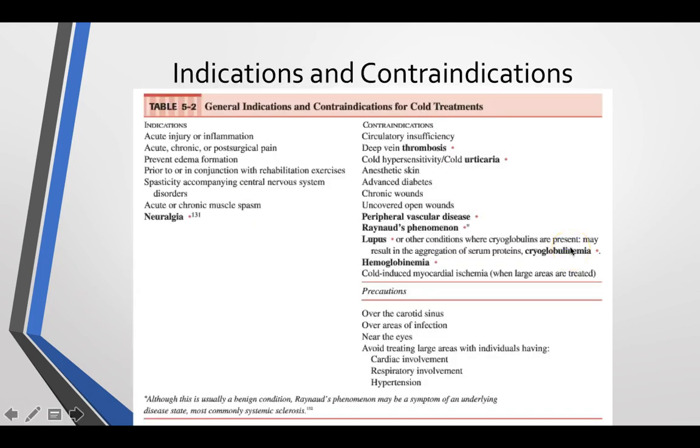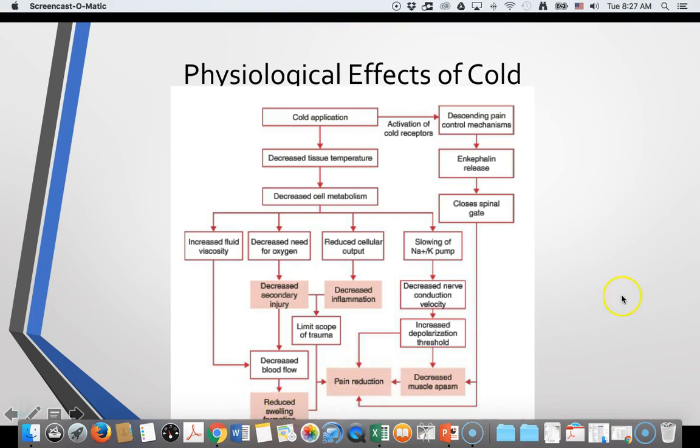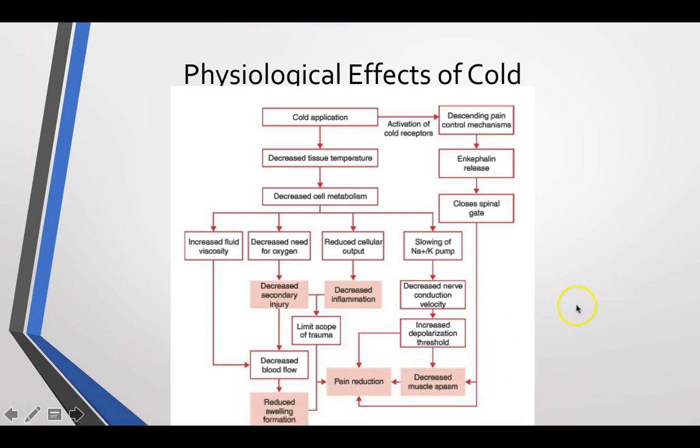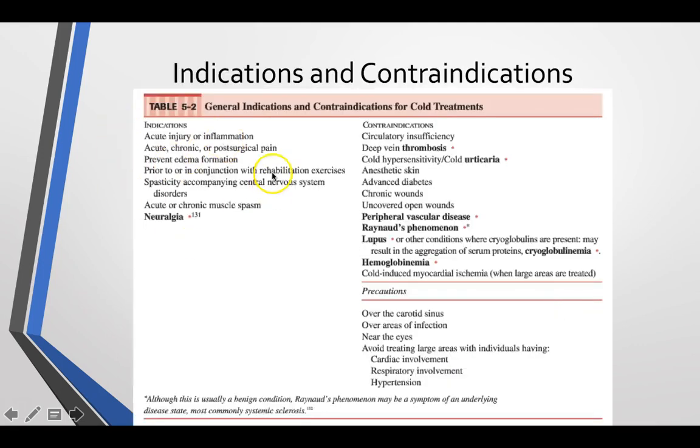We'll see this graph or this chart a couple times in our presentations just to remind you. These are those indications. Okay, we saw those over in this graph. All of those indications are the things that we see in our physiological effects over here. So if we have an acute injury or inflammation, if we have acute, chronic, or post-surgical pain, right? So we'd want to decrease inflammation. We want to decrease pain. If we want to prevent edema formation, we can use it in conjunction with rehab activities. I talked about that in the first video.